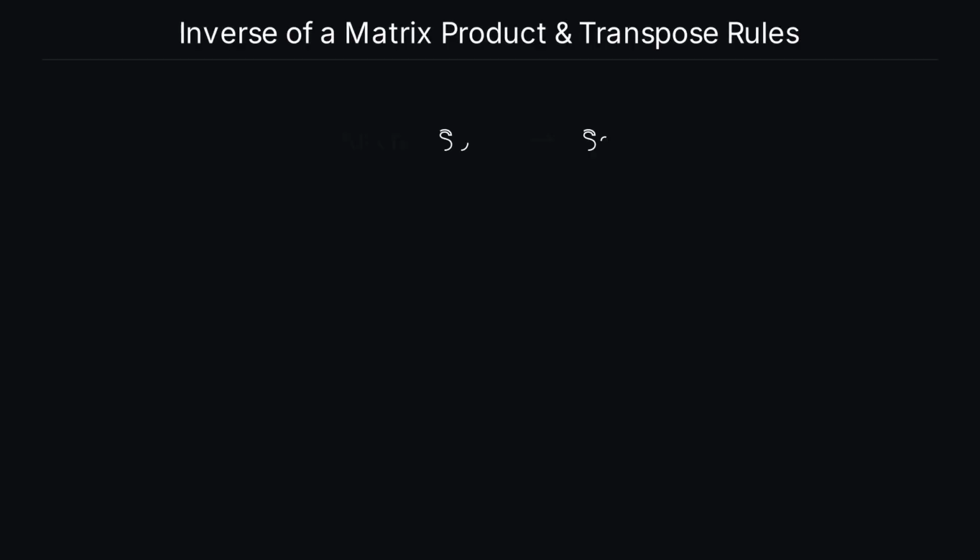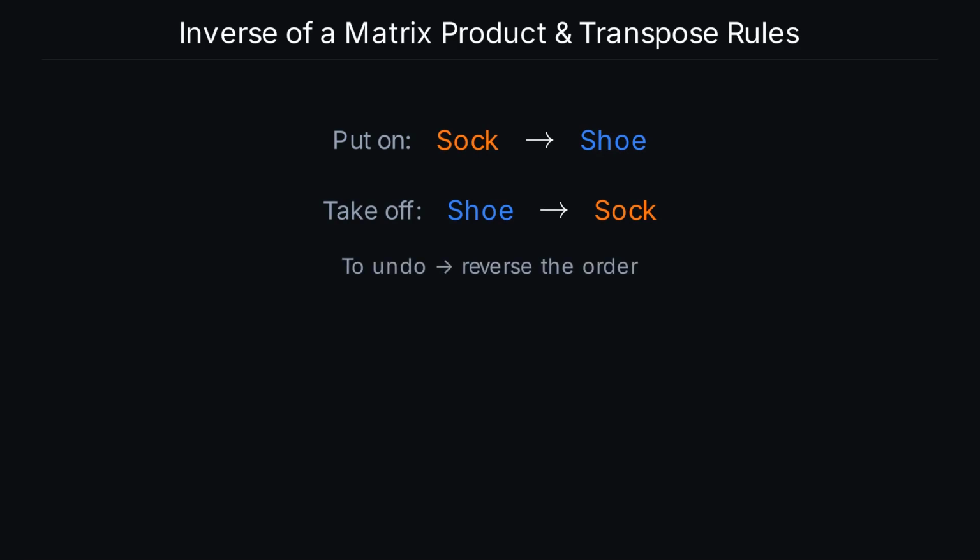In the morning, you put on socks first, then shoes. At night, you take off shoes first, then socks. To undo a sequence, you reverse the order. Matrix inverses follow exactly the same logic.